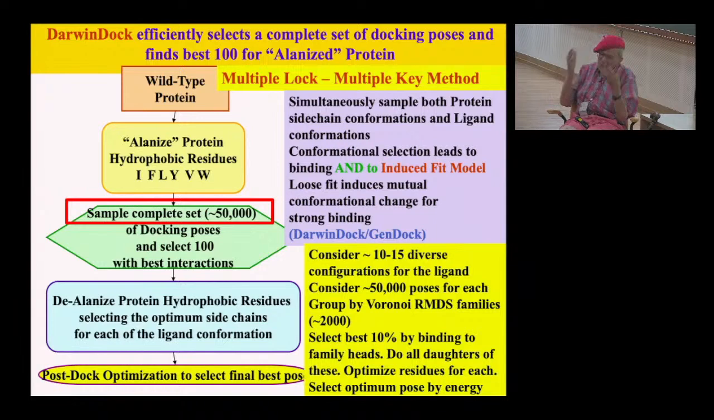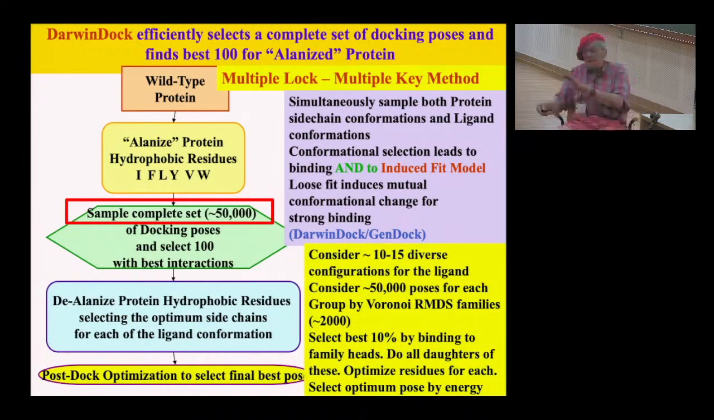So the big problem with predicting binding sites is a chicken-and-egg problem. We need to know where the side chains are to figure out where the ligand goes. We need to know where the ligand goes to figure out where the side chains are. This is how we solve the chicken-and-egg problem. We take the hydrophobic residues, phenylalanine, tyrosine, replace them with alanine, do all our docking, get the best 100 structures, then we put back the hydrophobic residues. So we call that process Darwin dock.